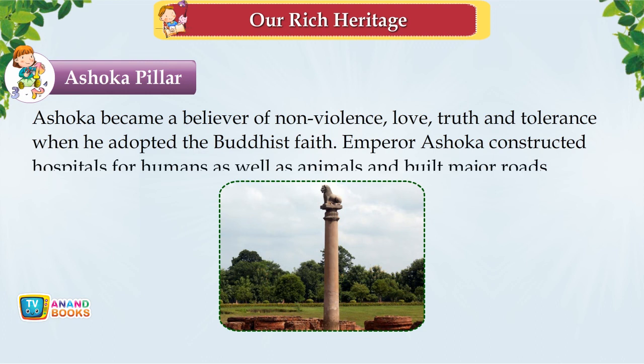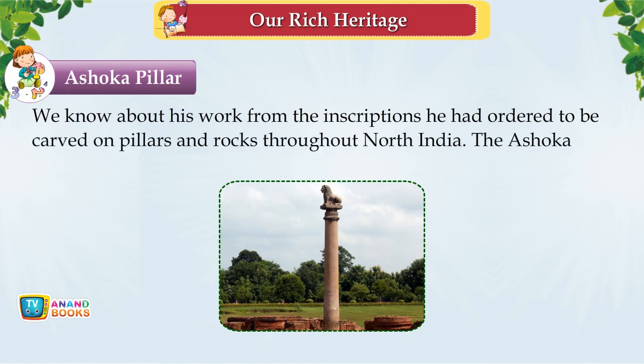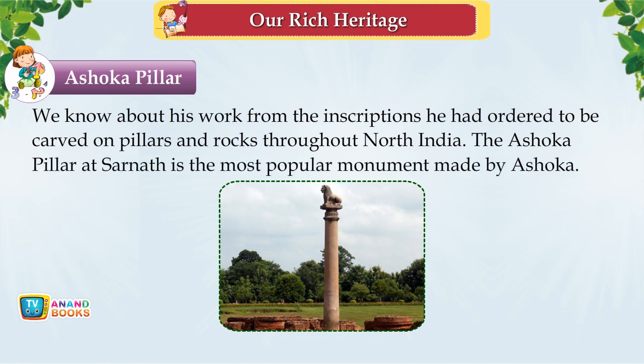Emperor Ashoka constructed hospitals for humans as well as animals and built major roads throughout India. We know about his work from the inscriptions he had ordered to be carved on pillars and rocks throughout North India. The Ashoka Pillar at Sarnath is the most popular monument made by Ashoka.